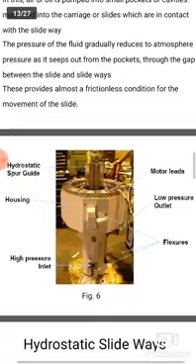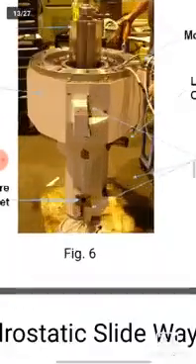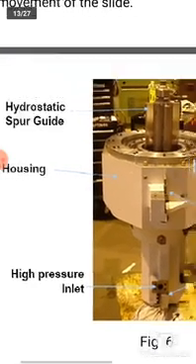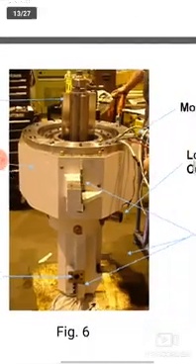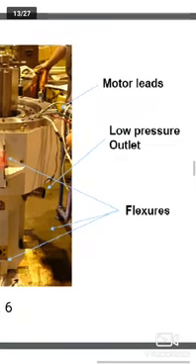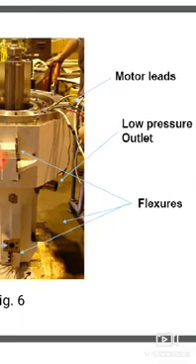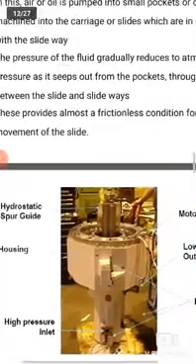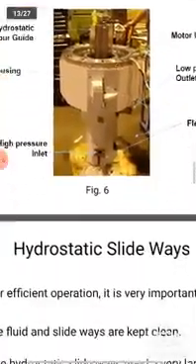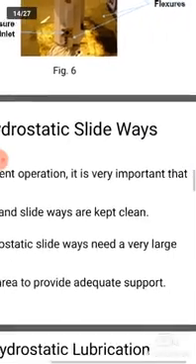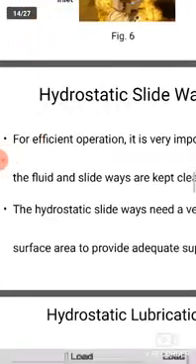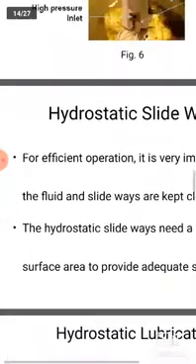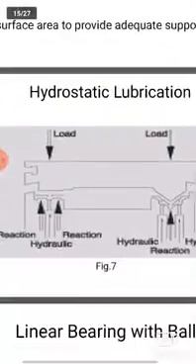so this is hydraulic slideways. This is the housing, hydraulic spur gears. Inside these, the gears are there. Next one is low pressure, with low pressure motor leads fixtures. These are some parts of the hydraulic slideways. The hydraulic slideways need a very large surface area to provide adequate support. So this is one disadvantage of hydraulic slideway, it needs more area.